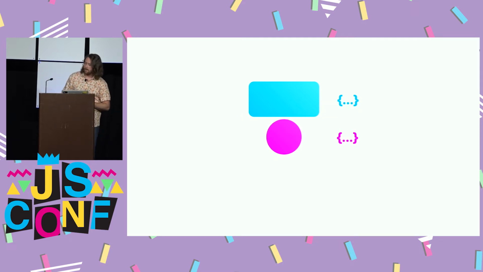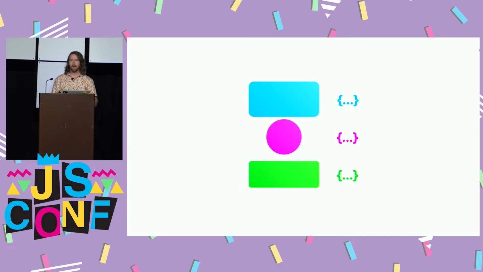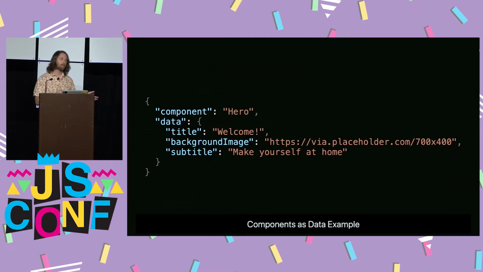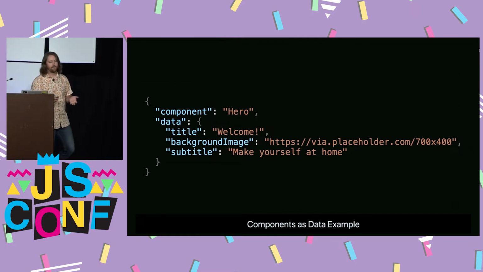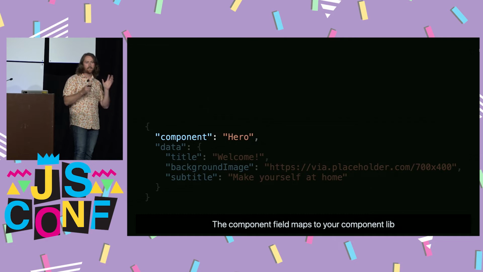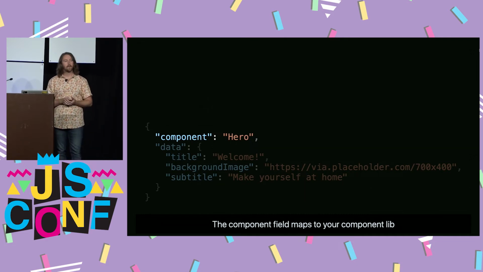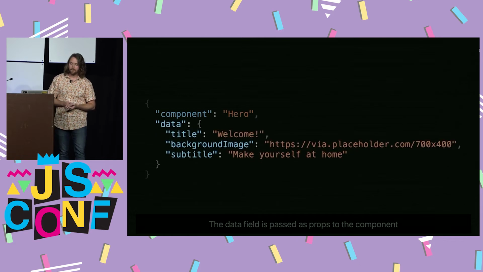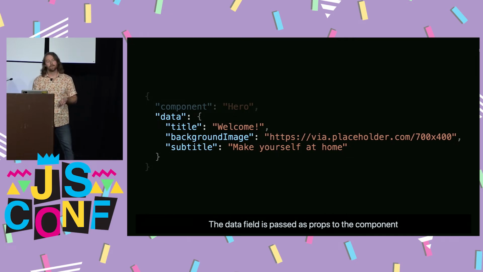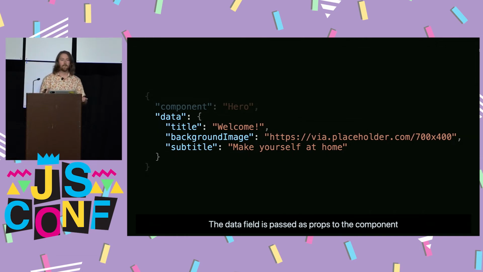So your components can be described as data, hence the name components as data. So let's get to an example. Here's the most basic example I could think of, a hero component. So here we have a JSON blob with a field called component. That component field is going to map directly to a component in your component library. And then you have the data. And the data is essentially going to represent the props that are needed to render that component. Any state that the component might have is going to be locally handled.